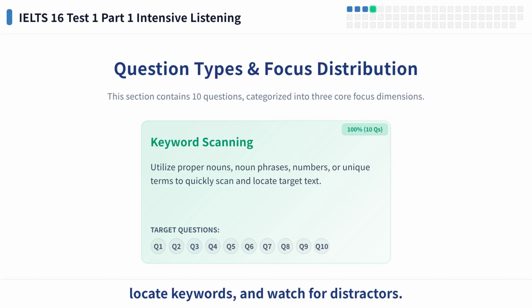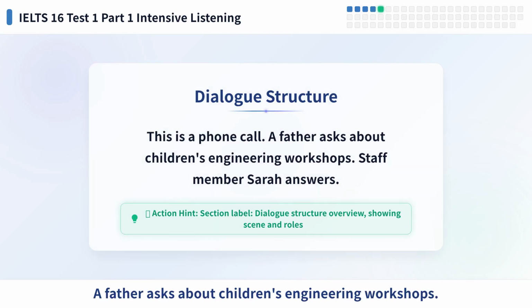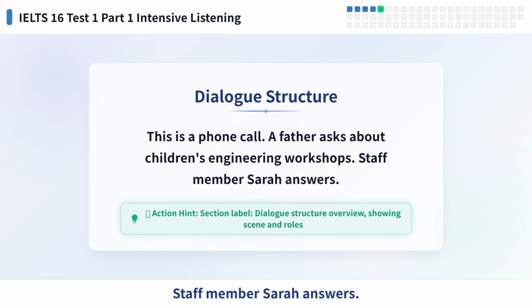The second topic is about workshop activities. It covers questions 4 to 7 from turn 5 to turn 8. The third topic is about other activity details. It covers questions 8 to 10 from turn 9 to turn 11.